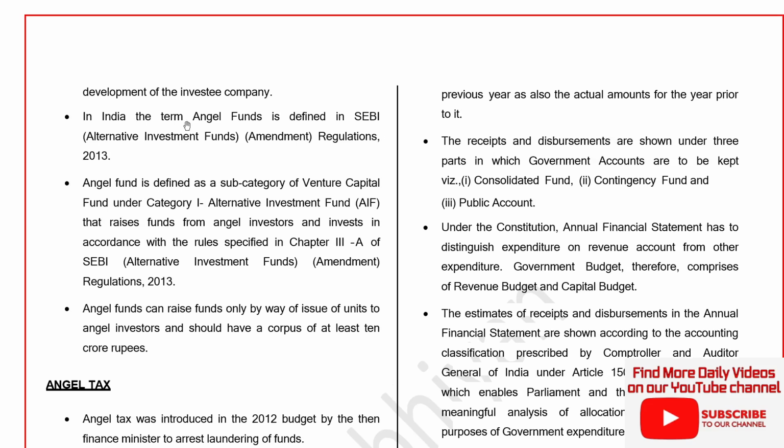But in India, the term angel funds is defined in the SEBI Alternative Investment Funds Amendment Regulations 2013. Angel fund is defined as a subcategory of venture capital fund and category 1 alternative investment fund that raises funds from angel investors and invests in accordance with the rules specified in Chapter 3A of the SEBI Amendment Regulations 2013. An angel fund can raise funds only by way of issue of units to angel investors and should have a corpus of at least 10 crore rupees. So the minimum corpus is 10 crore.